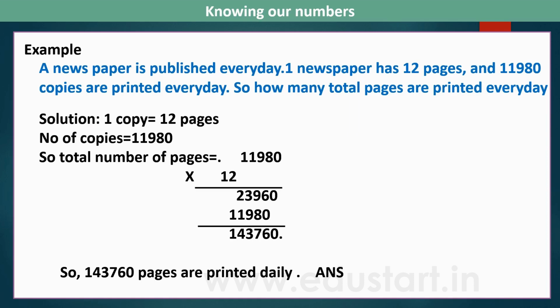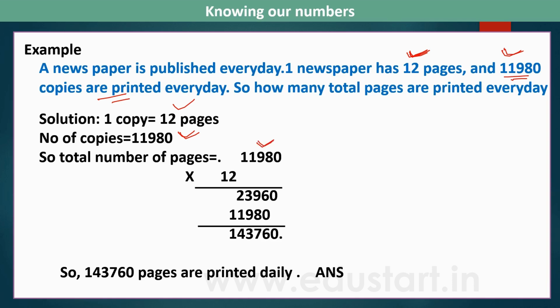Let's see another example. A newspaper is published every day. One newspaper has 12 pages. So this is something we have to understand. And 11,980 copies are printed every day. So how many total pages are printed every day? Now what is the solution? One newspaper has 12 pages and a total of 11,980 papers are printed every day. So one copy contains 12 pages, and the total number of copies is equal to 11,980. So the total number of pages that is going to be generated is 11,980 times 12.